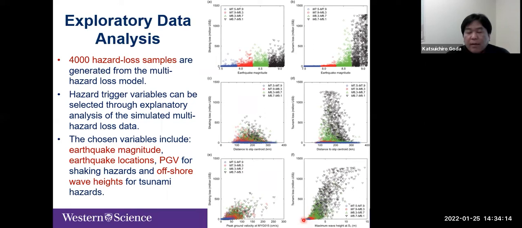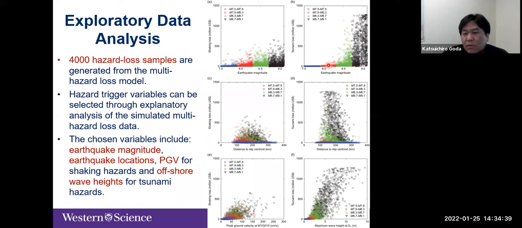As you can see, the magnitude is a reasonable predictor of the losses, but the correlation is not that high, because the scatter is high. And for tsunami, we can see a huge increase of the tsunami loss when magnitude approaches or exceeds, say, 8.7 or so.